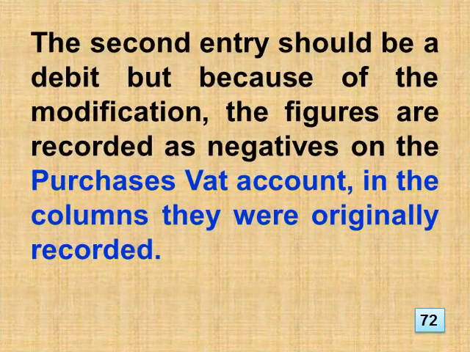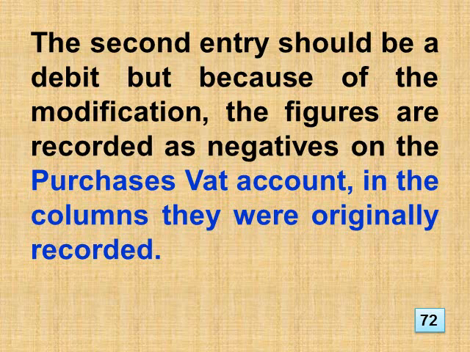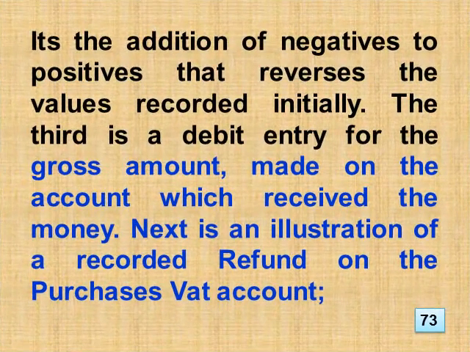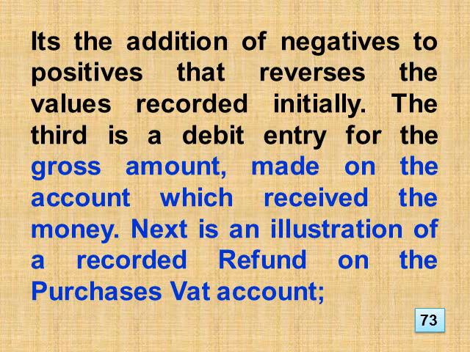The second entry should be a debit, but because of the modification, the figures are recorded as negatives on the purchaser's VAT account, in the columns they were originally recorded. It's the addition of negatives to positives that reverses the values recorded initially. The third is a debit entry for the gross amount, made on the account which received the money. Next is an illustration of a recorded refund on the purchaser's VAT account.